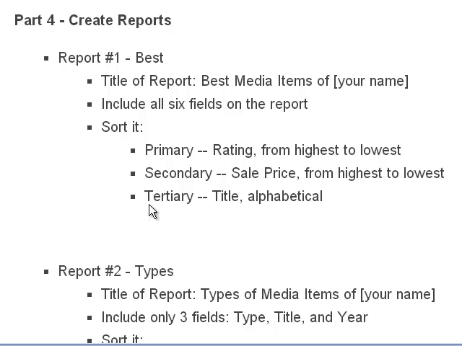The tertiary sort, or the third sort, will be the title. So suppose you had an item that had exactly the same rating and the exact same sale price. How is it going to sort those? Well, it's going to sort those by the title alphabetically. So let's go ahead and do that with our wizard.